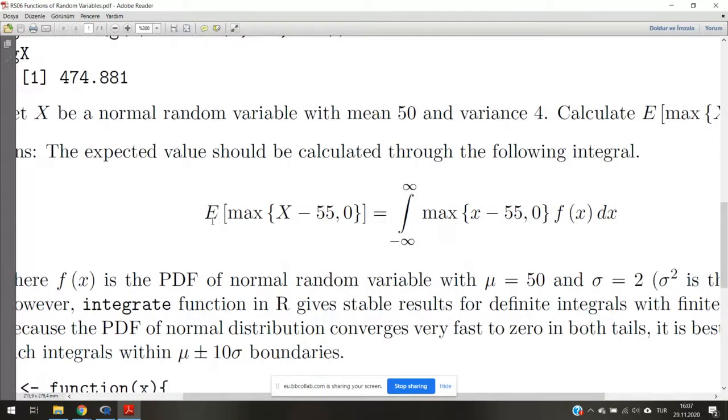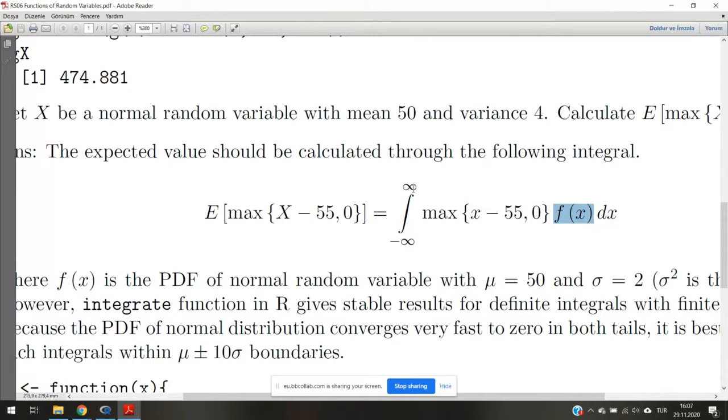Now, this value can be calculated through this integral. If we are interested in calculating the expected value of this function, where the input is a normal random variable, we need to integrate that function multiplied with the normal density with location parameter 50 and scale parameter 2. And we are going to integrate this integrand from minus infinity to infinity theoretically, because a normal random variable can take all possible real values in theory.